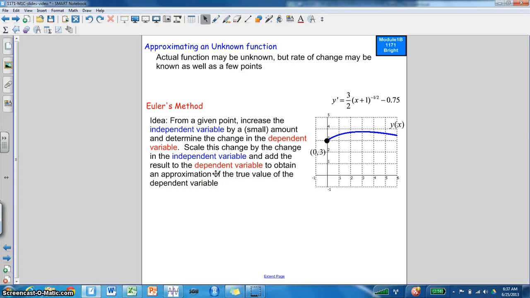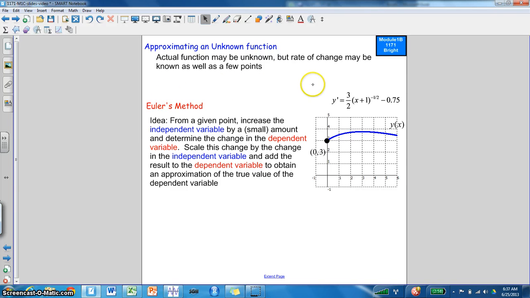In the last series of videos, we studied the SIR model, which gave us a bunch of rate equations describing the change in populations between different compartments. And in those equations, we never knew the actual function. So the function remained unknown. And today what we want to do is see if we can somehow approximate that unknown function. And we're going to do that through the use of Euler's method.